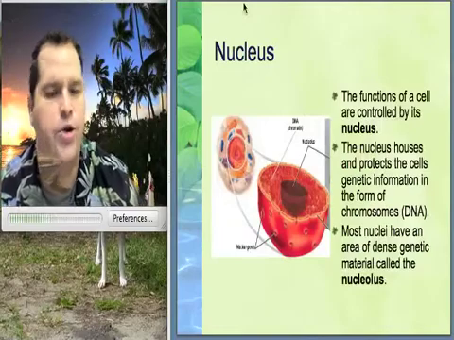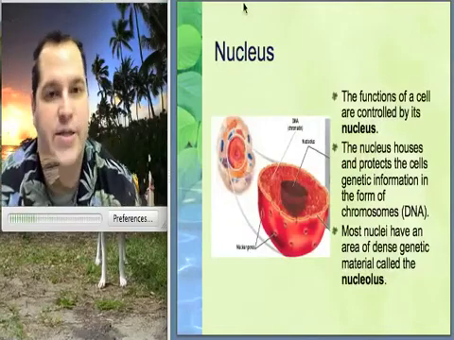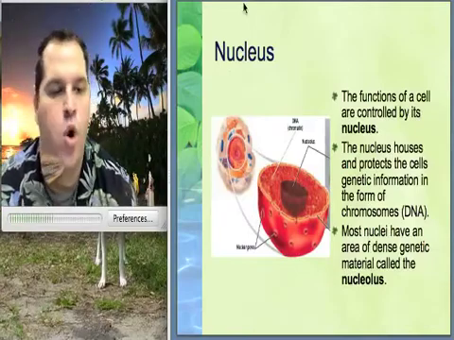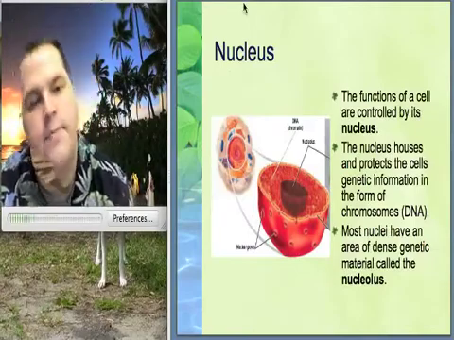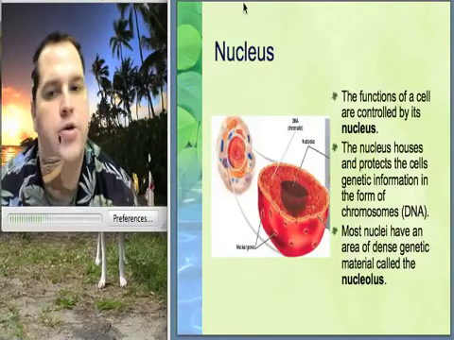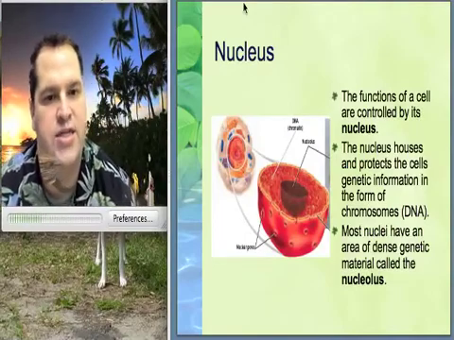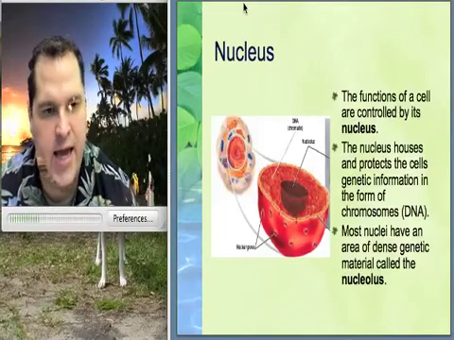The nucleus is something you're probably already familiar with. The nucleus is the brain, the command and control center of the cell. It's where the DNA is. It's where the chromosomes are. And most eukaryotes, particularly those that are specialized, have what's called a nucleolus, which is a dense region in the center where most of the DNA is housed.